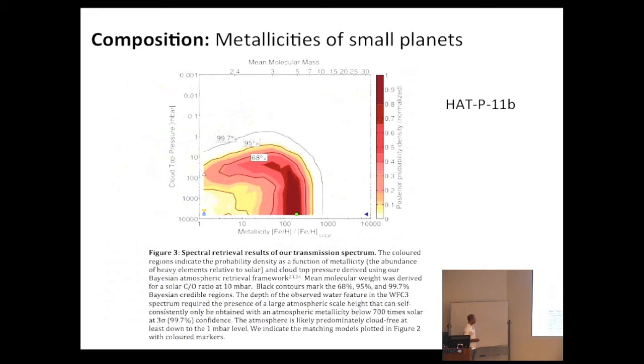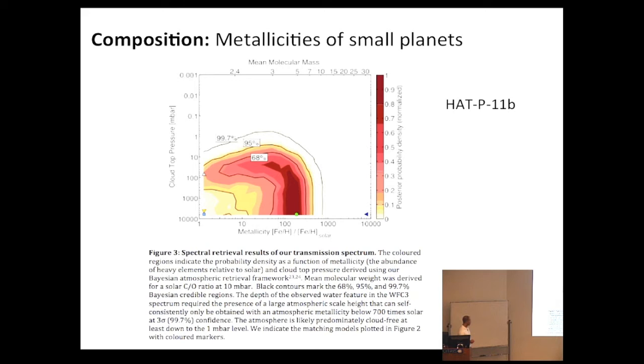Unfortunately, though, the possible existence of clouds, again, makes the metallicity estimate based on just this spectrum alone quite difficult. There's a strong degeneracy between the uncertain cloud top pressure and the metallicity of the planet's atmosphere. Again, this retrieval was led by Bjorn Benneke. Basically, you have this one sigma contour, which is quite broad in terms of the allowed metallicities, just at one sigma.